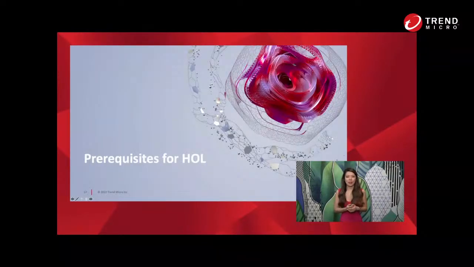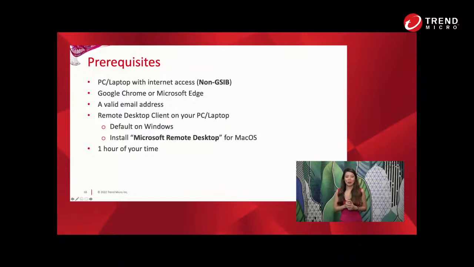Now, what do you need for the hands-on lab? Well, first thing you need is the PC or laptop with internet access. And we do recommend Google Chrome or Microsoft Edge as the browser. So if you have Safari, please try not to use that. Third, you need a valid email address to apply for a Cloud One trial account. So you can do that either with your work email address or personal email address. So that's completely up to you.